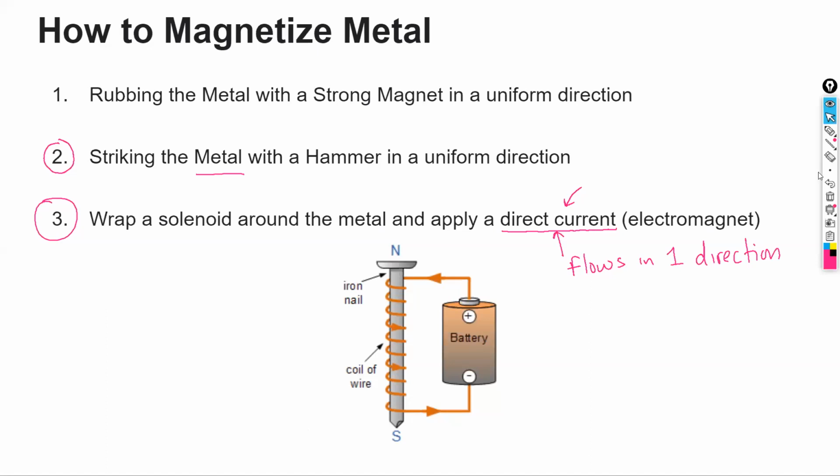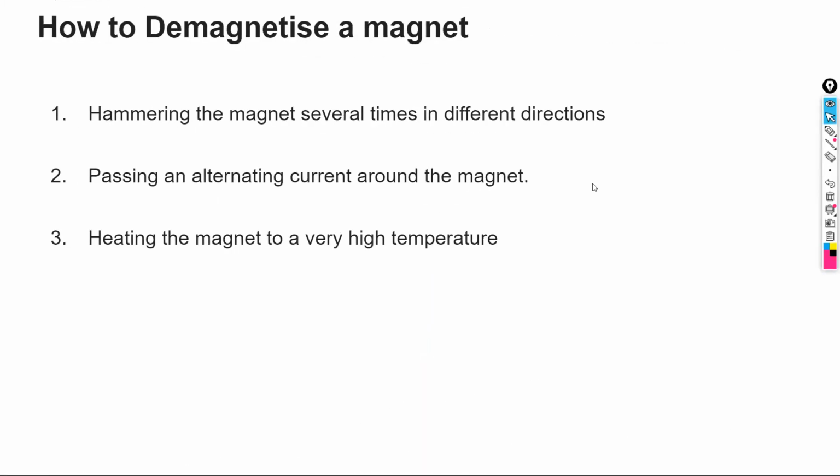All right, so on this slide, I was showing you how to create a magnet. But suppose you want to destroy a magnet now, okay? How to demagnetize a magnet. In other words, how to destroy a magnet. You're basically going to do the opposite. You could just take the magnet and start to hammer it, but not in one direction. You just start to hammer it in all sets of different directions, right?